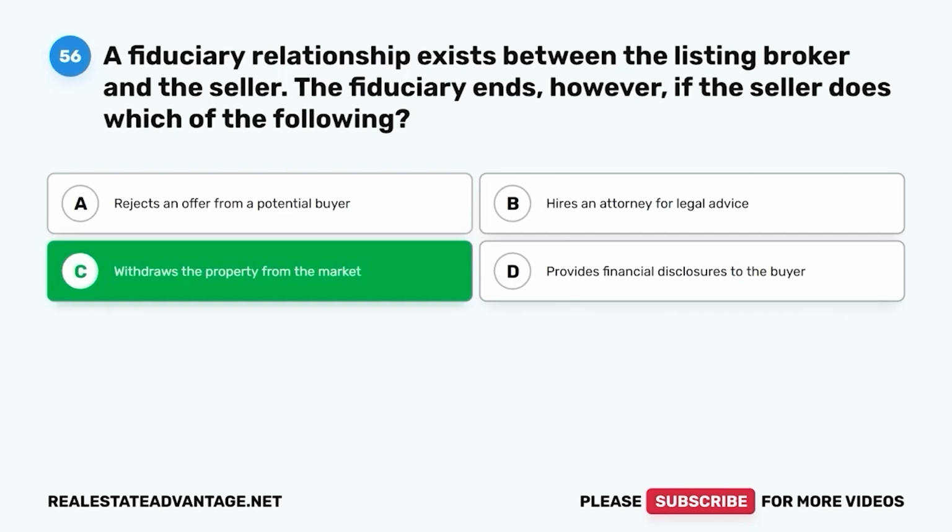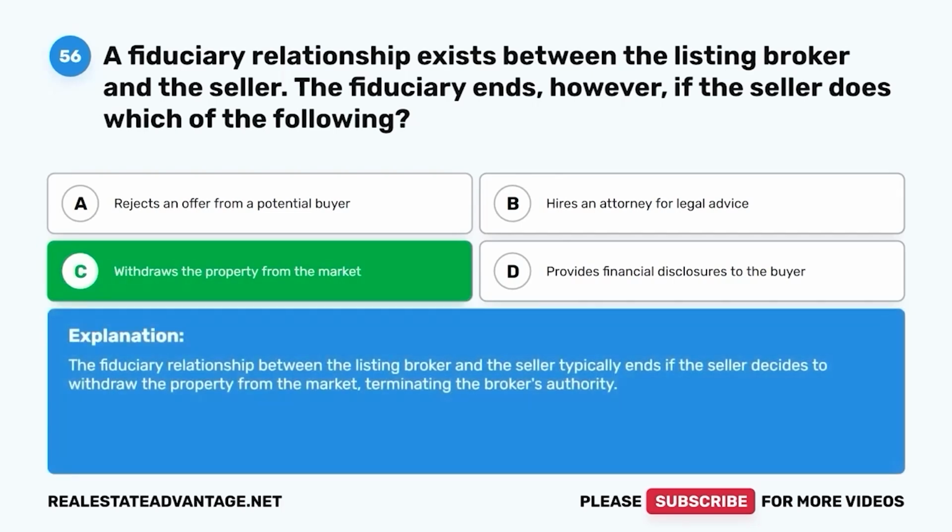Withdraws the property from the market. The fiduciary relationship between the listing broker and the seller typically ends if the seller decides to withdraw the property from the market, terminating the broker's authority.